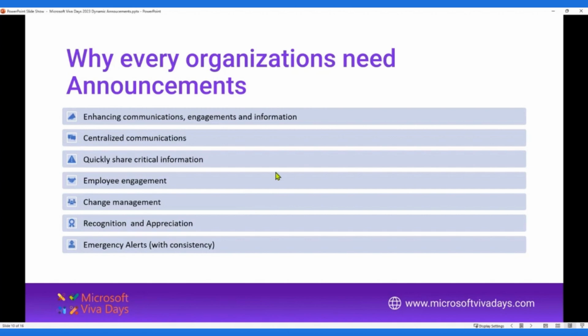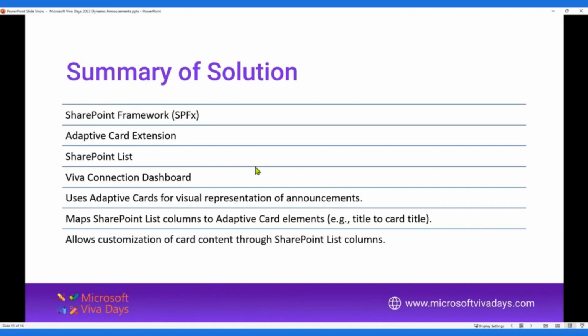The purpose of today's session, or this solution which is being built, is to use an adaptive card extension to create similar kinds of announcements so that they can be used in Viva Connections. Now, just to summarize the solution: as I said, it's built on SharePoint Framework. It's using the component type called adaptive card extension. Data is being read from the SharePoint list, so we are using a SharePoint list to store the data. It would be added to the Viva Connections dashboard. And then we are using an adaptive card for the visual representation of the announcement.